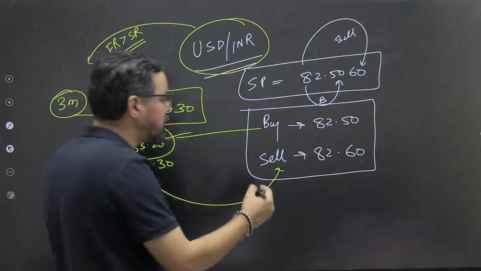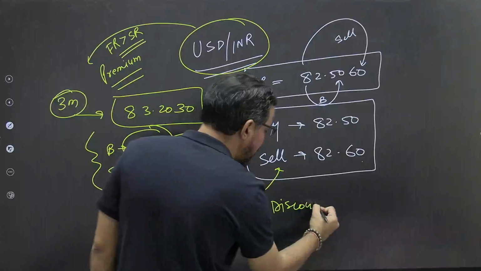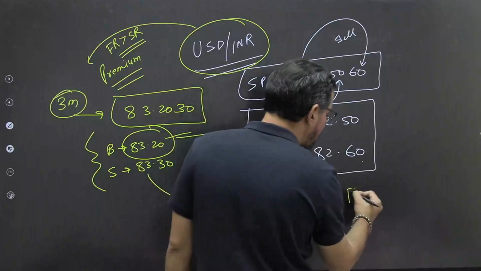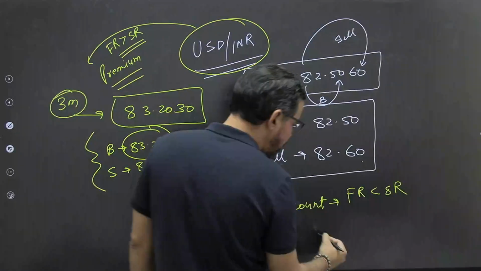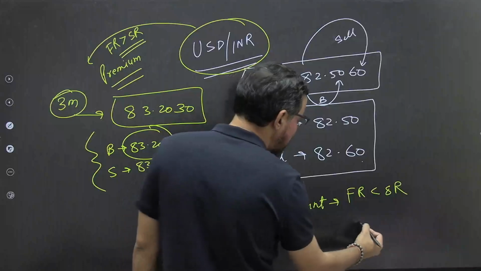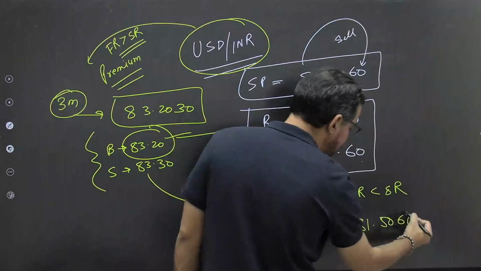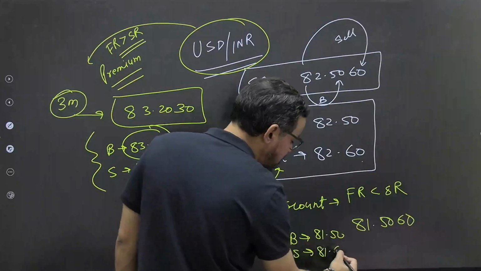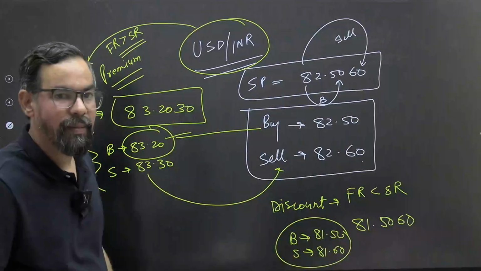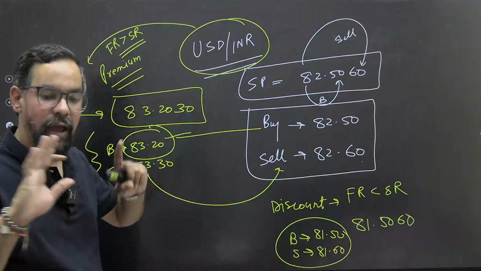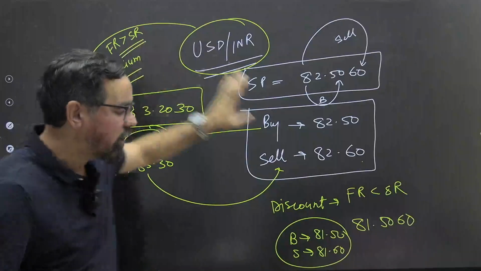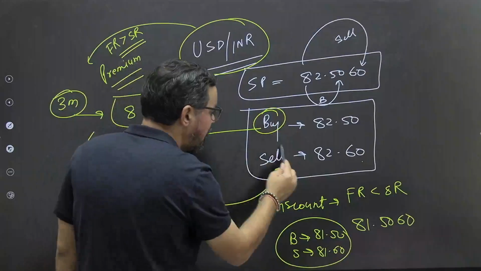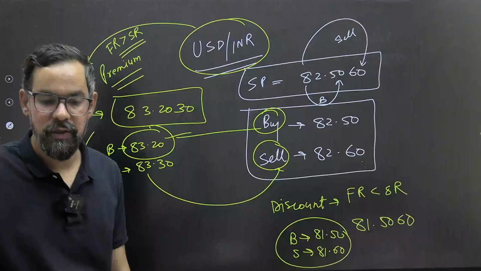Now there is also a situation of discount. When it comes to discount, your forward rate is less than your spot rate. Let's say the USD INR rate in the market is 81.5060. That means the buyer wants to buy at 81.50 and the seller wants to sell at 81.60. So this is a situation of discount, and in every case, whether premium or discount, the premium or the discount is applied to both the buying rate as well as the selling rate. Very simple.